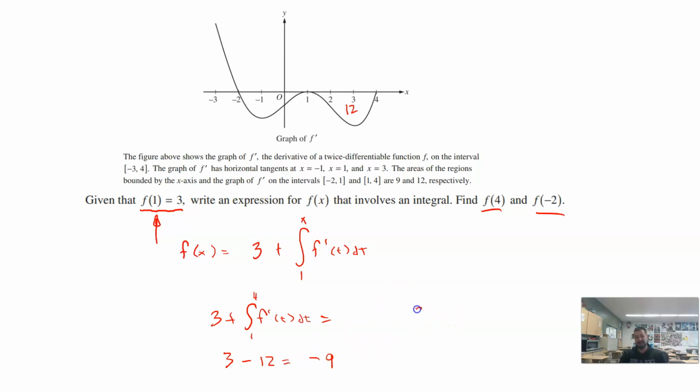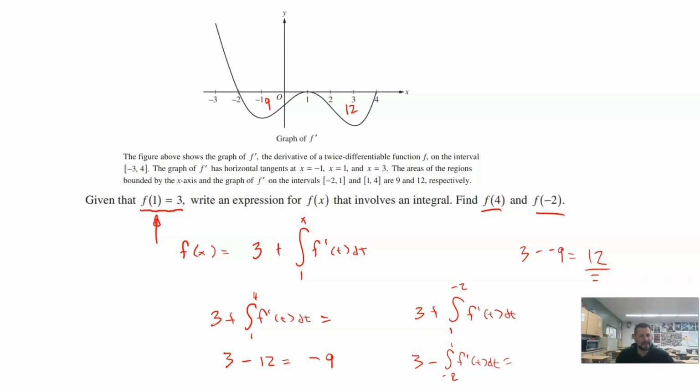And I would just have to do the exact same thing for this one right here. The difference here is we are moving backwards. So in order to get this right, technically I have to flip this upside down. So I get the integral from -2 to 1 of f prime of t. And that integral, -2 to 1, again, we know that this area is 9. It's below the x-axis, so this is 3 minus -9. That's the same as 3 plus 9, which gives us 12. That is our other answer for this problem.